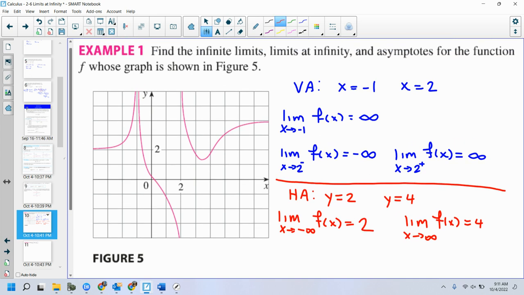Okay, so what did I state there? That was the horizontal asymptotes and the limits at infinity. When I talk about limits at infinity, that's when the infinity sign goes down below the limit and you're making x go to there. When I talk about the infinite limits, that's when the limit is going to equal infinity.